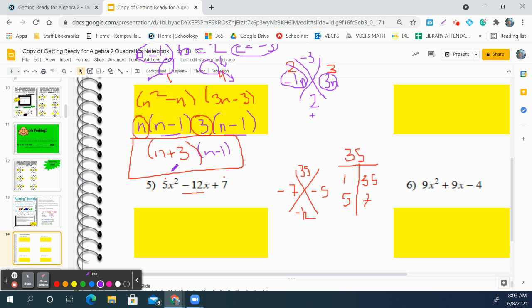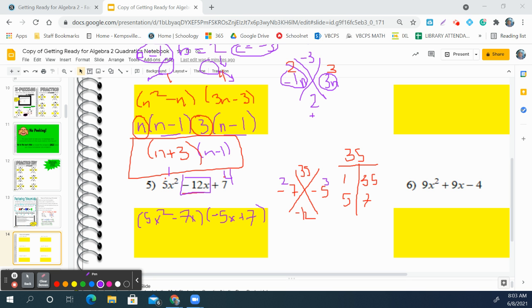So again, we're going to put these in order. This is my first thing, this is my second thing, this is my third thing, and this is my fourth thing. So we're just going to rewrite it, putting it all back together. 5x squared minus 7x times -5x plus 7. So first term, second term, third term, fourth term, just putting it back together. Basically what you've done is split that -12 into -7 and -5.